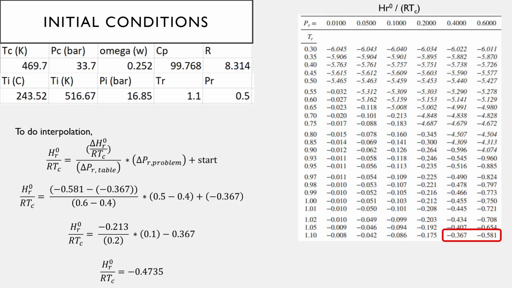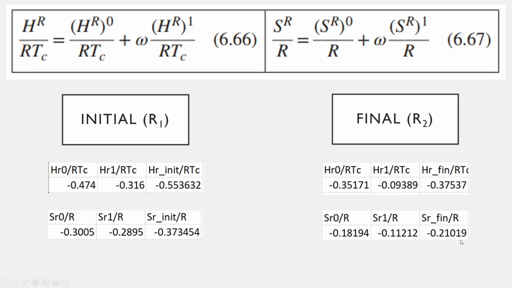This seemed like it took a lot of time, but the more and more you do it, the more practice you become. It's really just finding the slope, finding the change in the given Pr and the tabulated Pr, and then making sure you add it on to the initial value given.